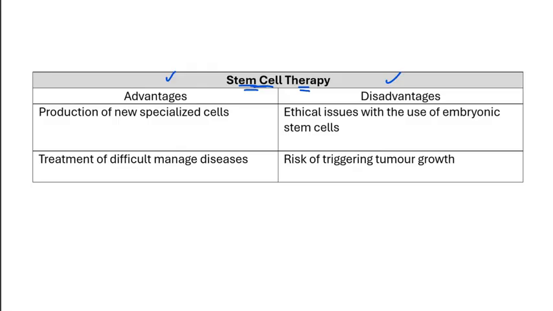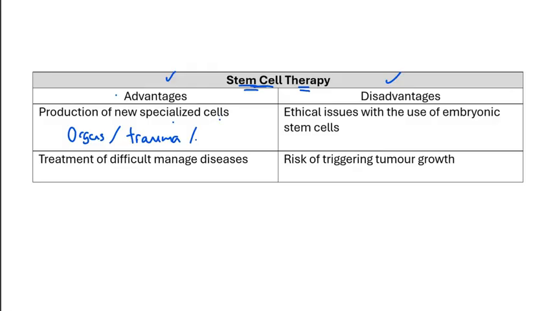Let's start with advantages. The ability of stem cells to produce new specialized cells allows organs and tissues to recover from trauma or damage which has occurred. And so if we can treat the organ or the damaged area of the body with stem cells, we can replace and repair the damage which has been done.